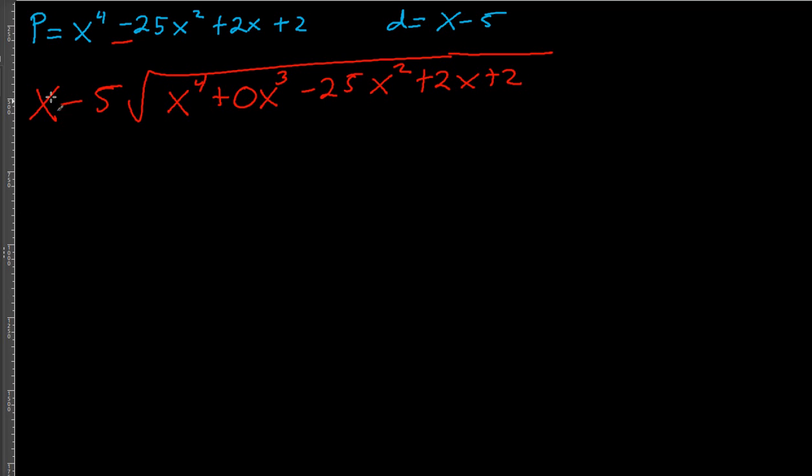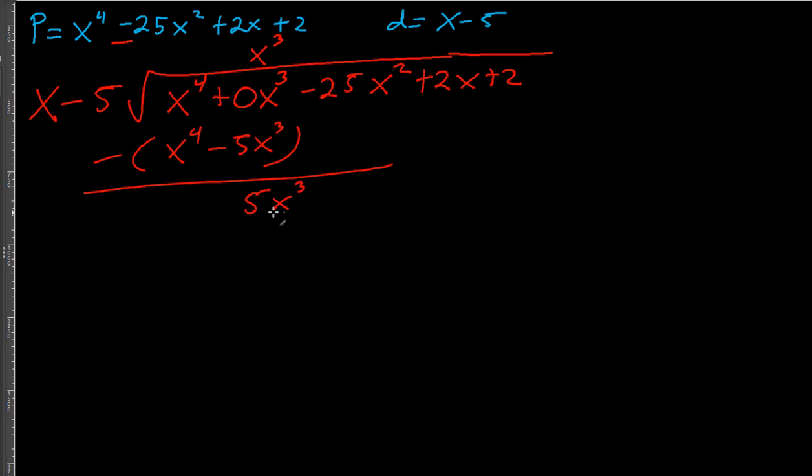Maybe you'll see why. What do I multiply x by to get x to the 4th? That would be x cubed. So I go x to the 4th minus 5x cubed. And right there, this is why it's helpful, because I have 0 minus 5x cubed. And sometimes it's confusing if you don't have anything there to subtract. So I'm going to bring down the negative 25x squared. What do I multiply x by to get 5x cubed? I would say it's 5x squared.